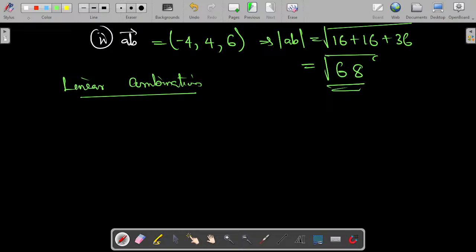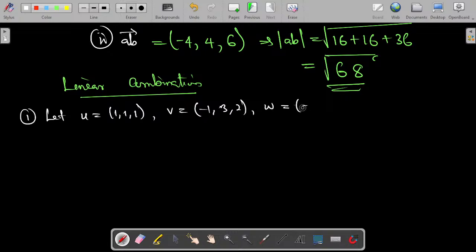Okay, so look at this example here. It says that our u is given as, let me write, let u be equal to (1, 1, 1), v is equal to (-1, 3, 2), and then w is equal to (-3, 0, 1).